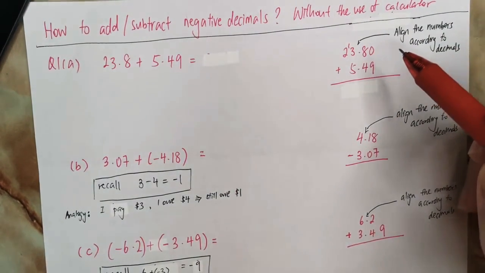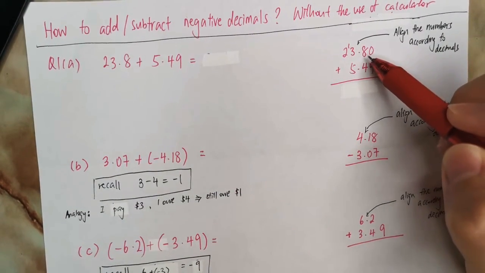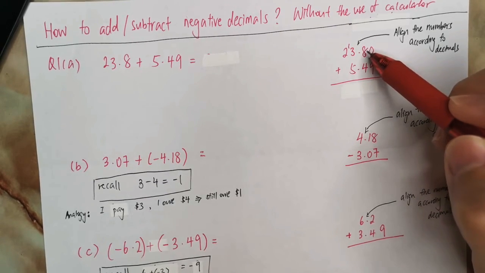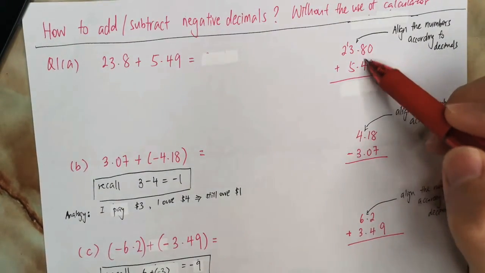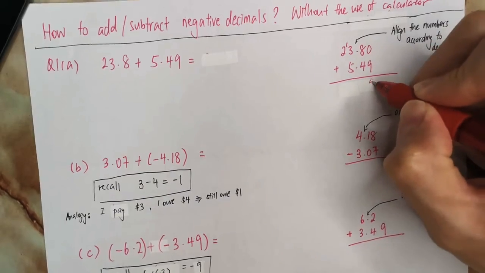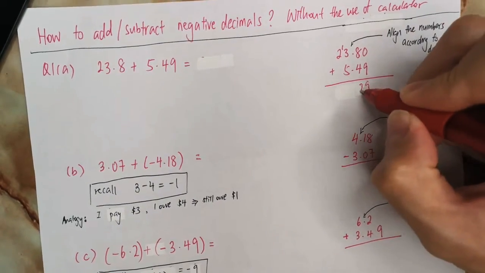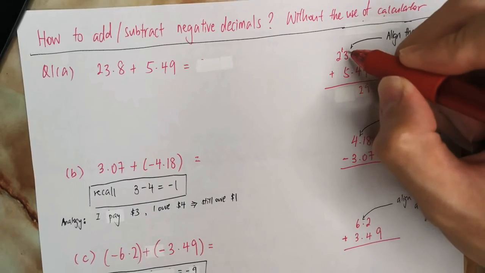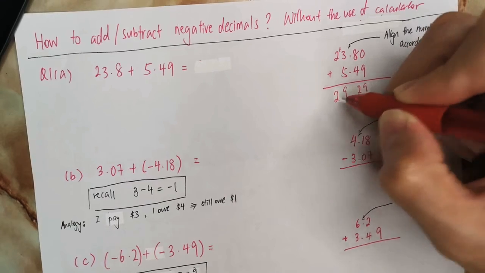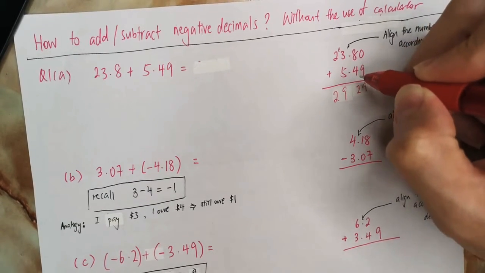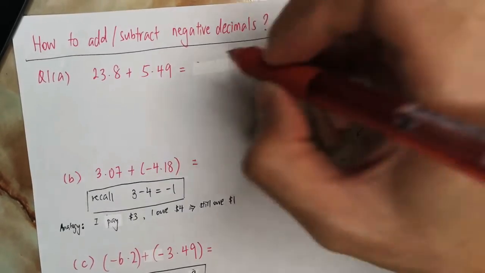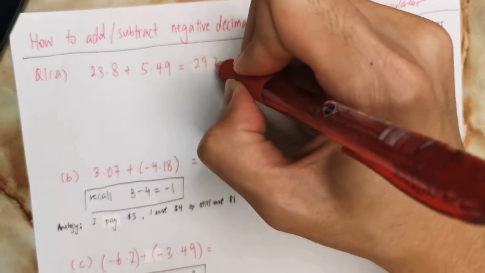First thing, whenever we add up decimals, we need to ensure that all the decimal places are aligned. For example, all the digits in the one decimal place, 8 and 4, will be put along the same column, and then we add them up together. 0 plus 9 is 9, 8 plus 4 is 12, so we put a 1 here. 1 plus 3 plus 5 is 9, and we put a 2, 29.29. The decimal point we put back at the same place according to how we aligned it.